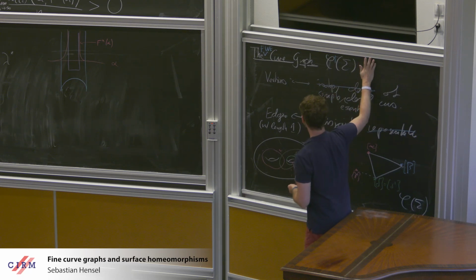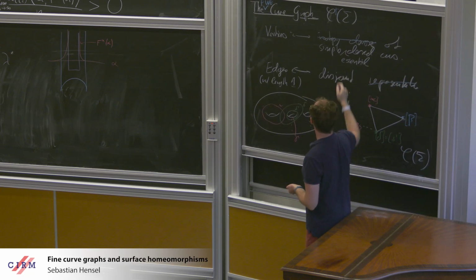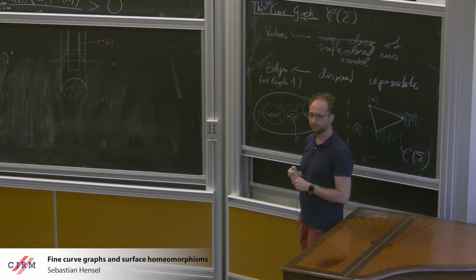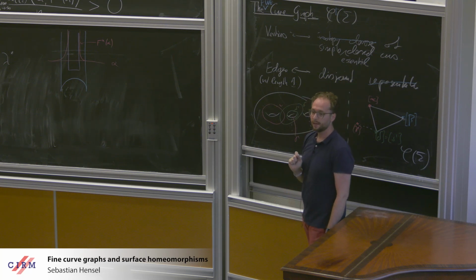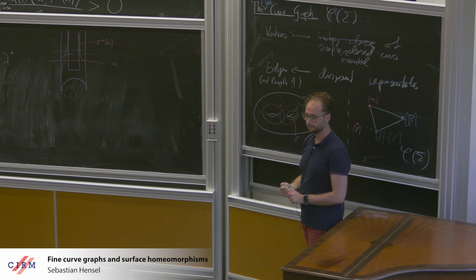So instead of isotopy classes of curves as my vertices, I now take actual simple closed curves as my vertices, and instead of edges for disjoint representatives, I just want to actually have disjointness.